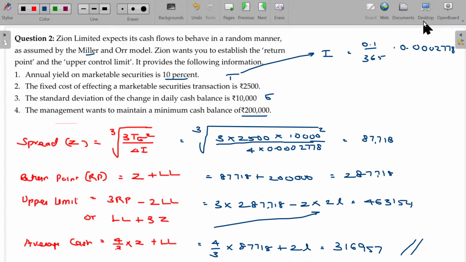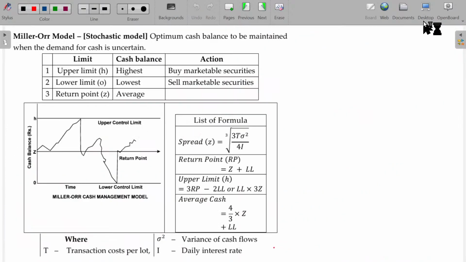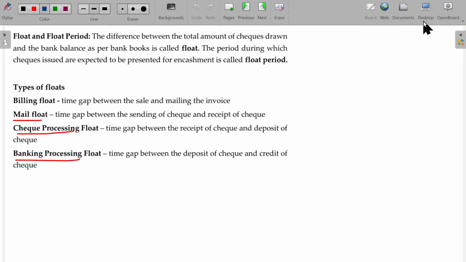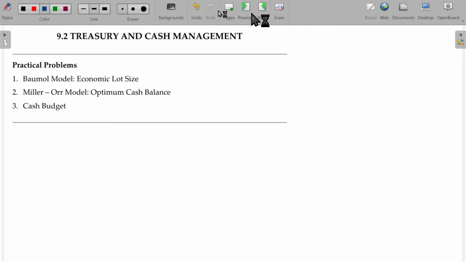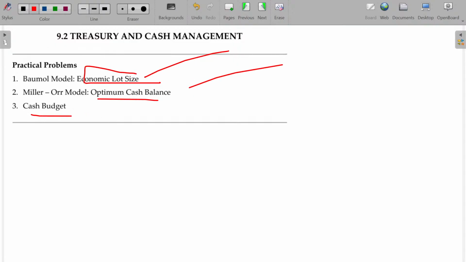Shall I move on to the next one? So only 3 aspects are there. What are they? Economic lot size, optimum cash balance, and cash budget. So we have completed these 2. This is similar to EOQ. Most probably this may be expected in your examination. The cash budget is very rare. Anyhow, you will just understand the cash budget also. It will be useful for both the study, either FM or in cost and management accounts.